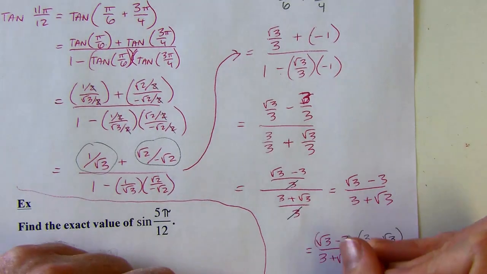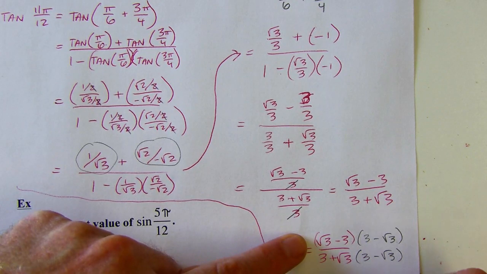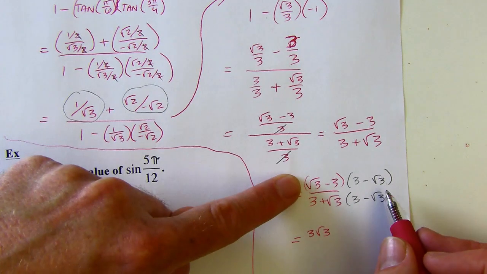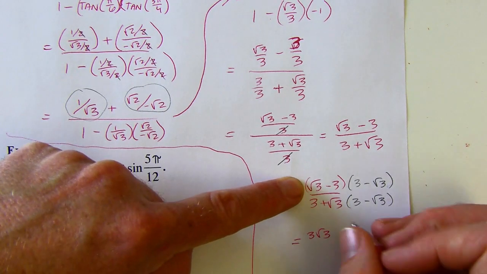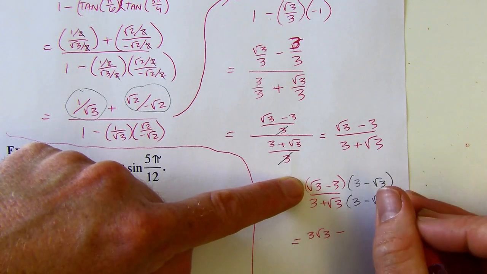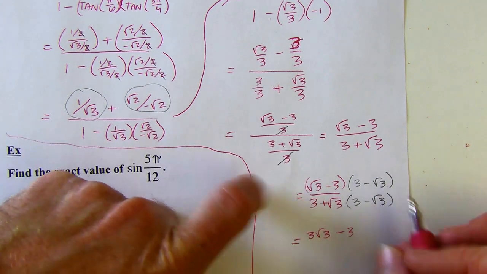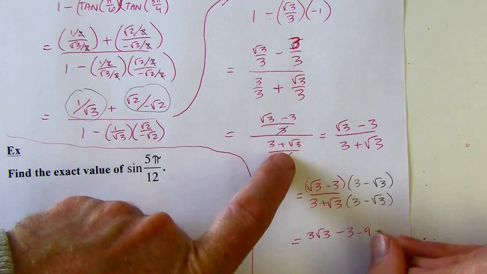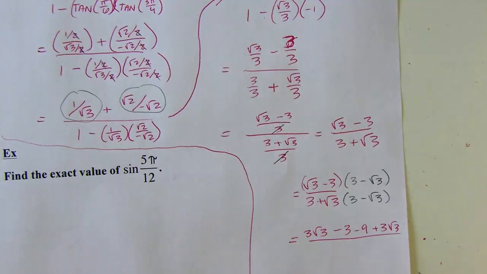I'm foiling this, right? So on top, first is going to be 3 root 3. Outer, root 3 times negative root 3. Sorry, I was off screen there. Root 3 times negative root 3, so that'll be negative root 9. Well, negative root 9 is negative 3, right? Inner is going to be negative 9. And last will be positive 3 root 3. That's all in the numerator, okay?